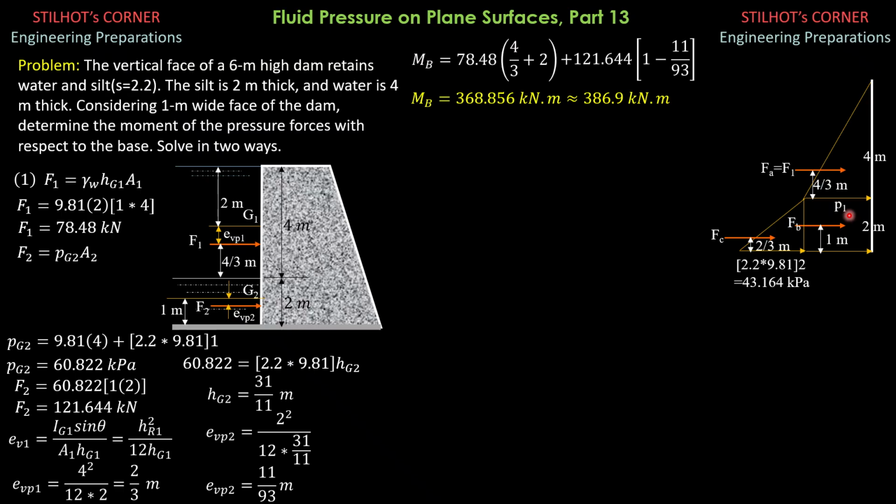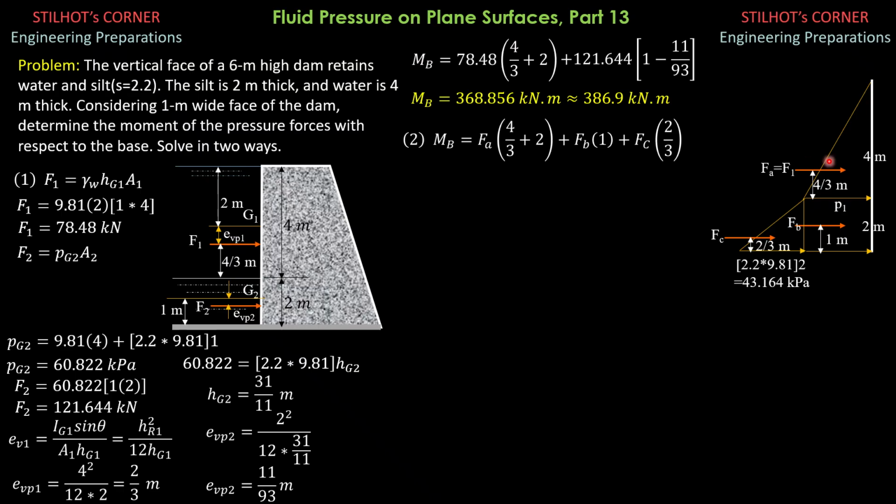So FA equals F1, because we anticipate that that is equal to this part. The volume of this pressure diagram is equal to F1. Now P1, so let's set up the formula first. MB equals FA times quantity 4/3 plus 2, plus FB times 1, plus F sub C times 2/3. This is our working equation for the moment at the bottom.